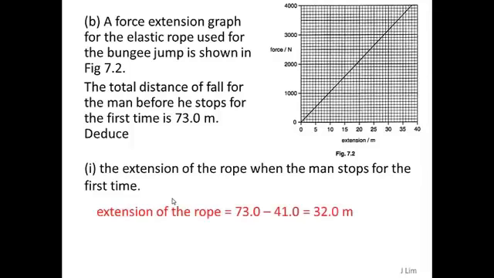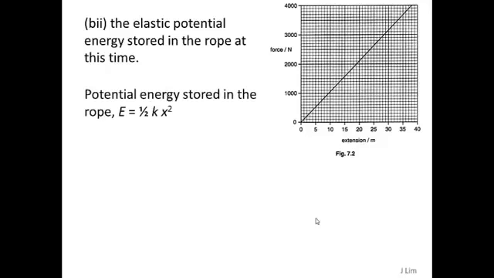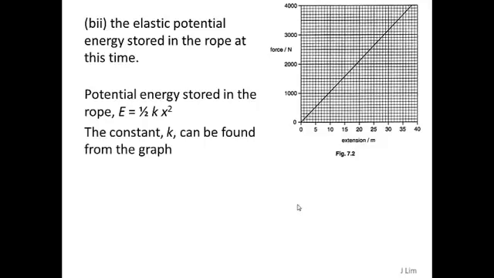The extension of the rope is given by the distance 73 minus the natural length. That will give us 32 meters. Elastic potential energy is given by half kx squared, and k is the spring constant. It can be found from the graph, and in this case is the gradient of the graph, and that will give us k a value of 105 Newton per meter.